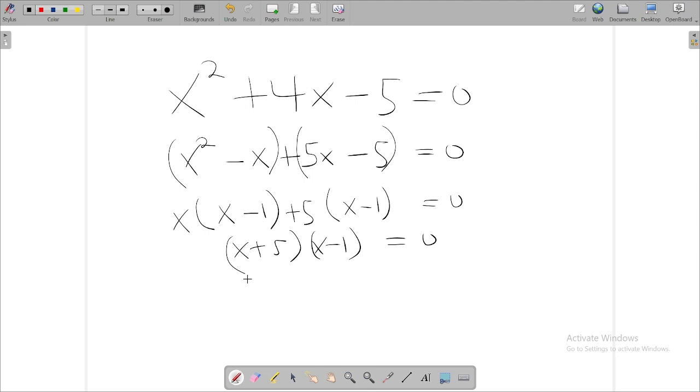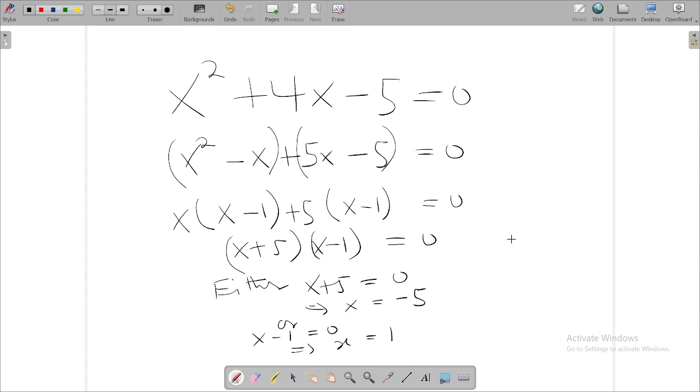Good. At this juncture, we can apply what we call our zero product rule. So zero product rule says that if two numbers are multiplying each other and the answer is equal to 0, it is either one is 0 or the other is 0. So in applying here, we'll have either our x plus 5 is equal to 0, which implies our x is equal to -5, or we have our x minus 1 is equal to 0, which implies our x is equal to 1.